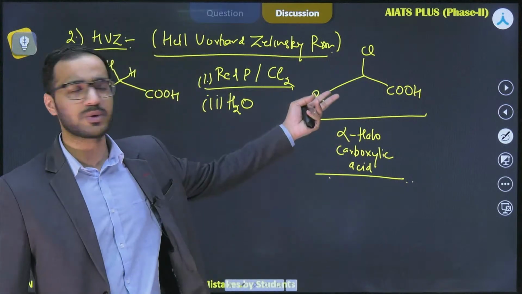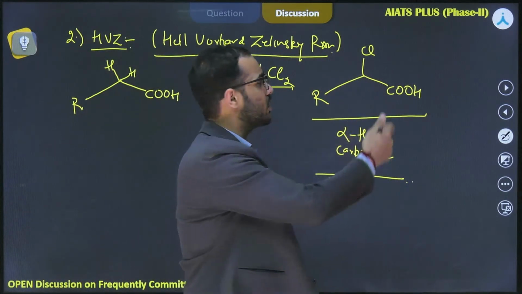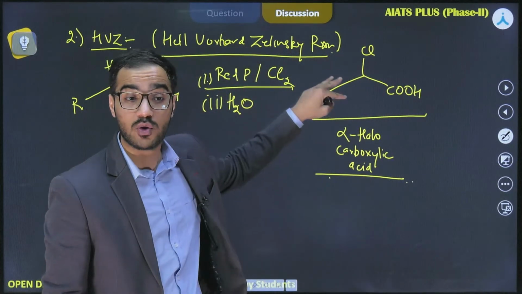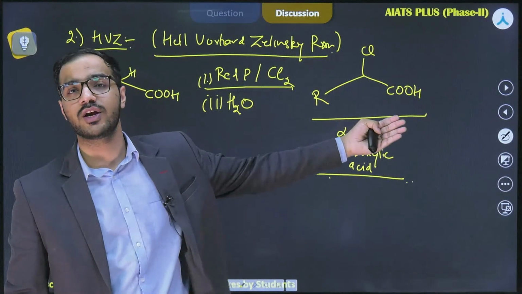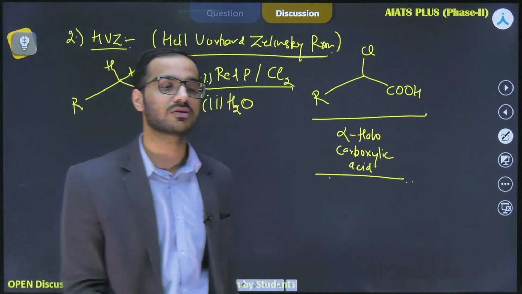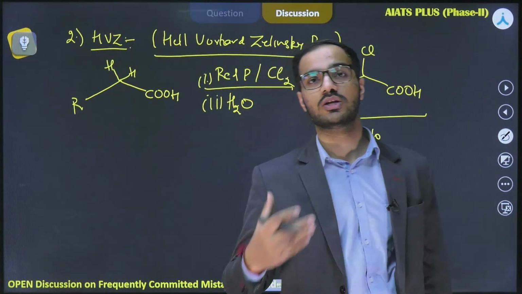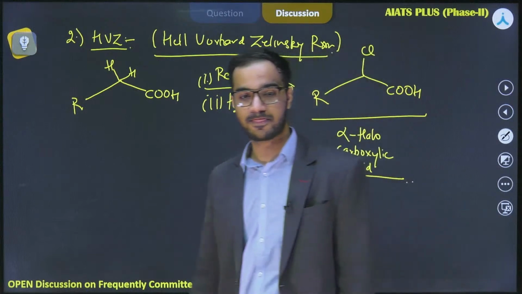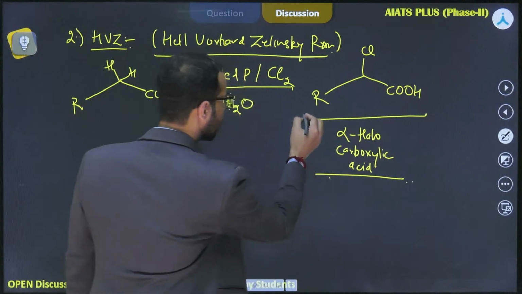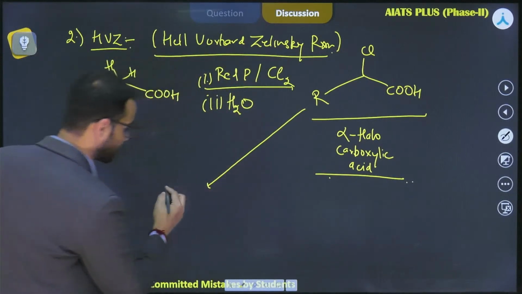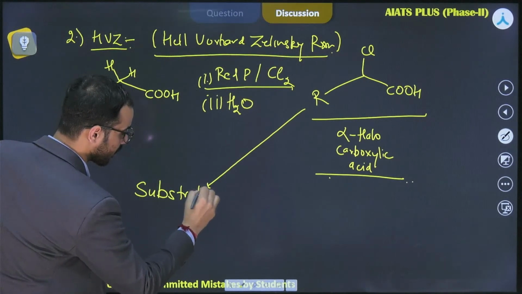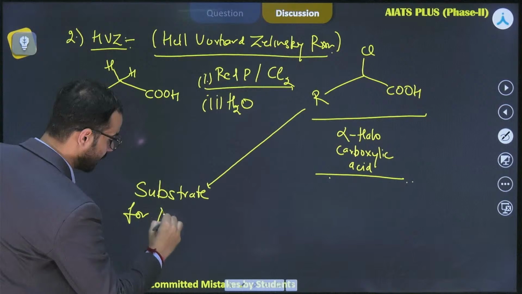Okay, what is the difference? If you are reacting with ammonia, this chlorine will be removed and the NH2 will be here. If you replace the R group with different alkyl groups on the substrates, you will get different types of amino acids, whether essential or non-essential. Yes, this is very important as a substrate for the preparation of amino acids.